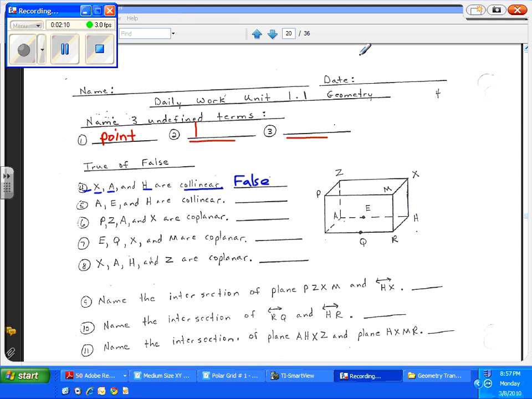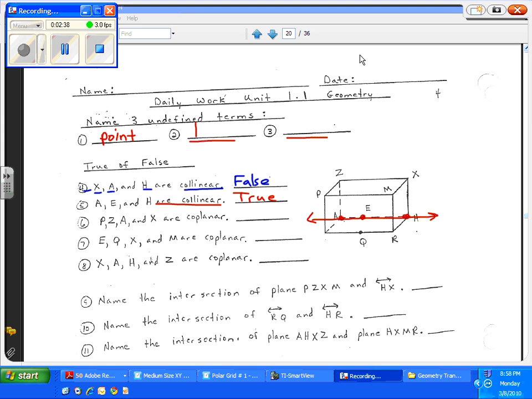The next statement says A, E, and H are collinear. So we'll find them. There's A, there's E, there's H. Are they together in a line? Yes, there's a line that exists that would contain all three. They are collinear, so that is a true statement. Okay. Coplanar are points together in a plane.